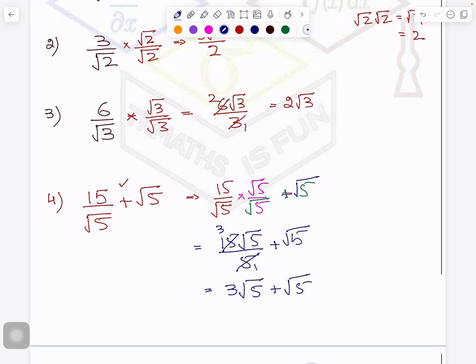So now because both the terms have root 5, when there is no rational number outside, it is 1. So 3 plus 1 is 4 root 5. This is your simplified form.